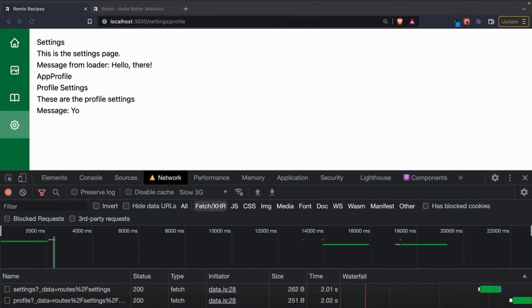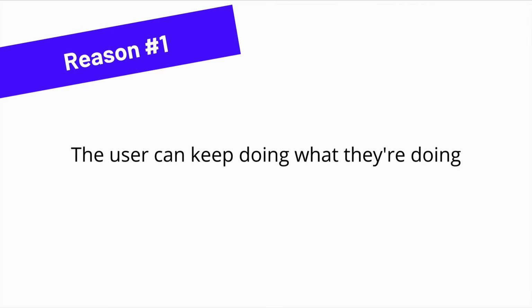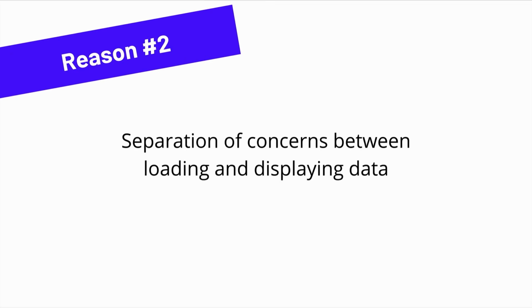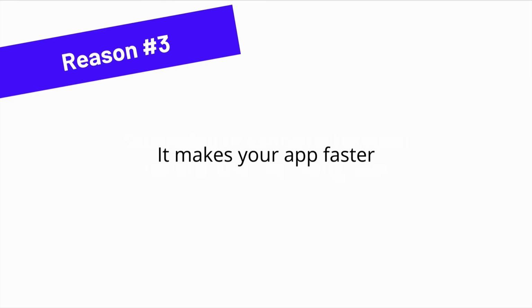So in this lesson, we learned about why Remix chooses to load data before the route transition instead of in components after the route transition. It provides a better user experience for the user. It separates concerns between displaying data and loading data, which makes a better developer experience for you. And it makes your app a lot faster. So in the next lesson, we'll dive deeper into use loader data and how it works and how we can share loader data across routes.